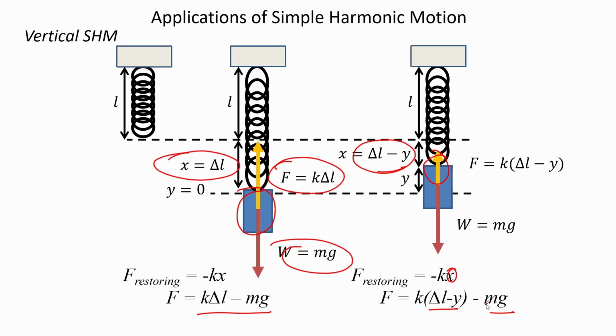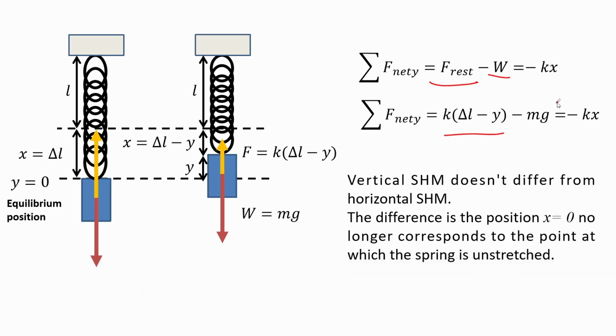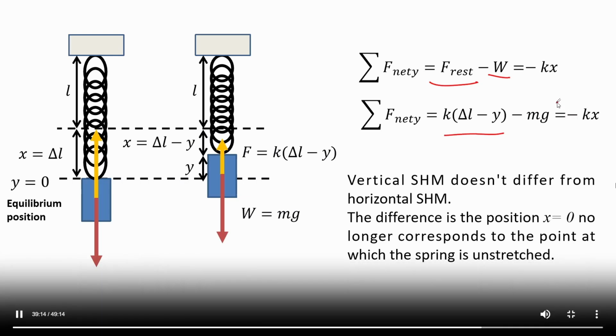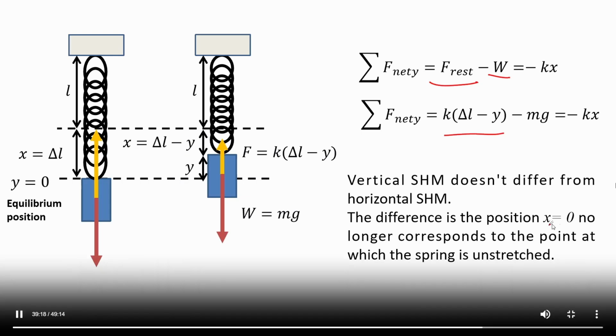What is the difference? Okay. So the F net y is equal to F restoring minus weight, which is equal to minus kx. Then expressing it, the restoring force is k times delta L minus y, minus mg, is equal to negative kx. The vertical simple harmonic motion doesn't differ from the horizontal. The difference is that the position x no longer corresponds to the point at which the spring is unstretched.